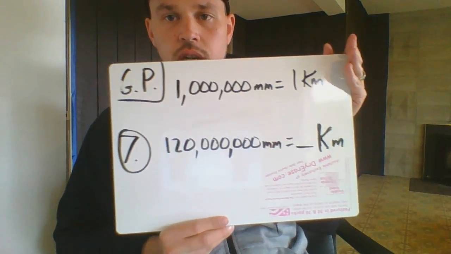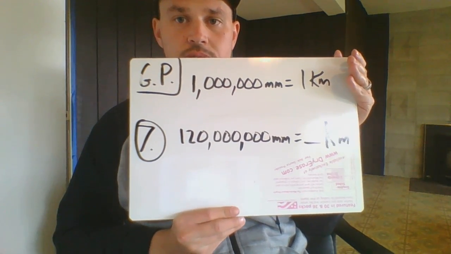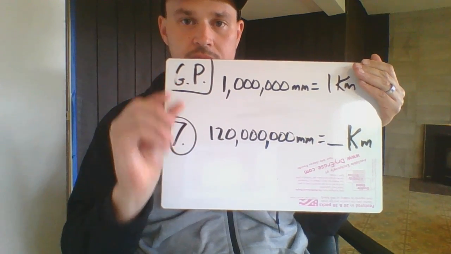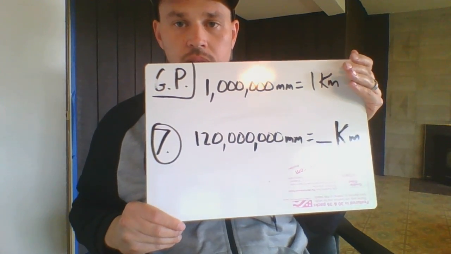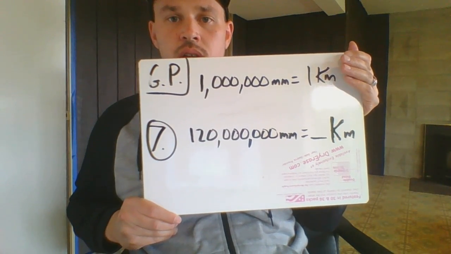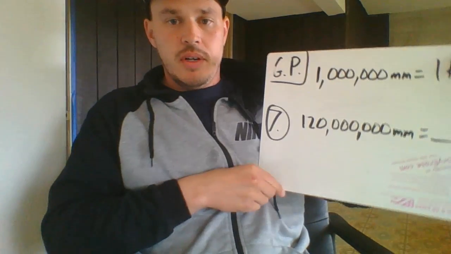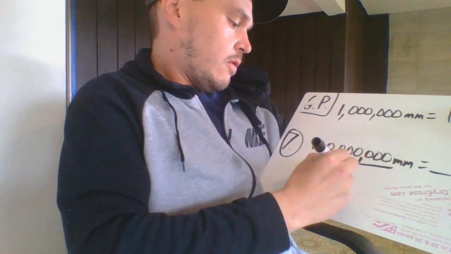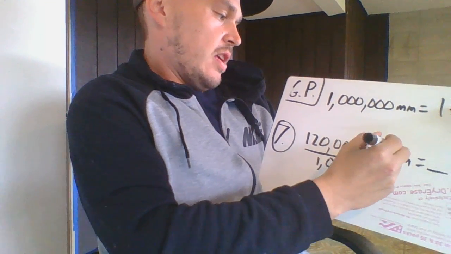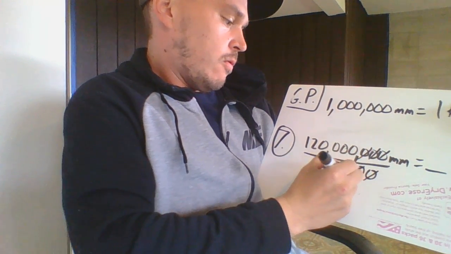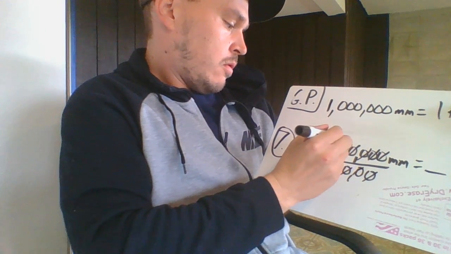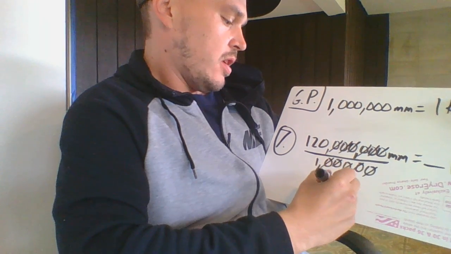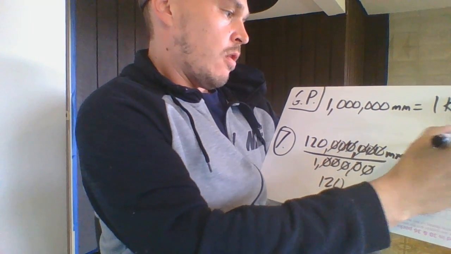Okay, this was not on the chart that I had you write down, but 1 million millimeters equals 1 kilometer. You're going to see these numbers with millions. Now, millimeters are really, really tiny. So if you had 120 million millimeters and you know that a million of them equal 1 kilometer, you're going to divide this by a million, and then you do your cross off. So you're left with 120 divided by 1. 120 million millimeters equals 120 kilometers.